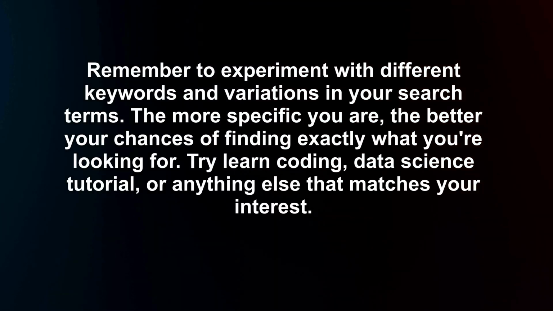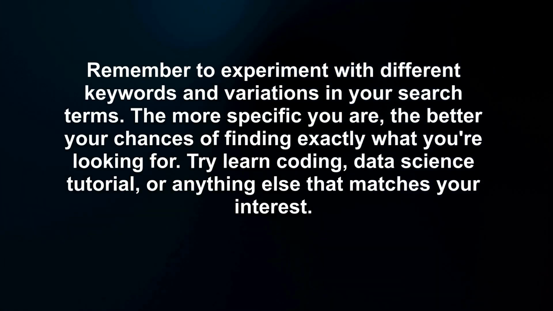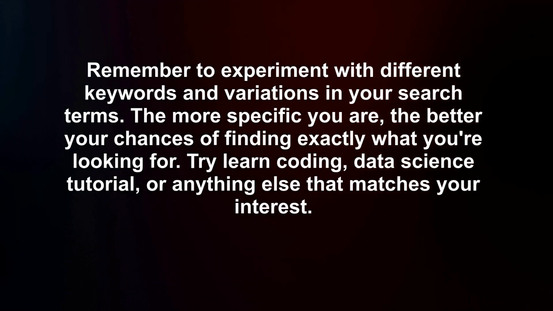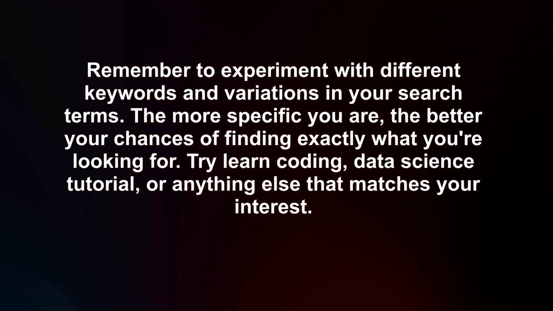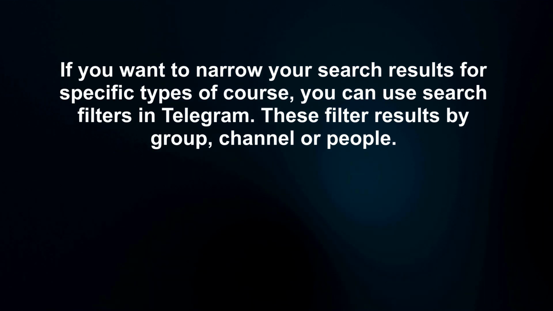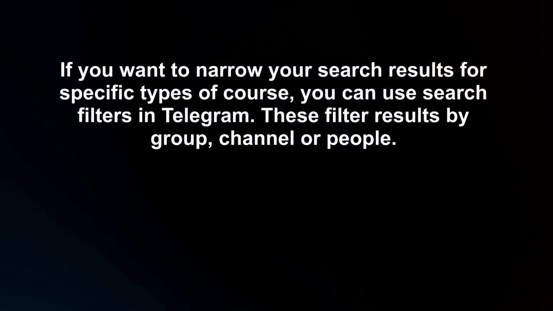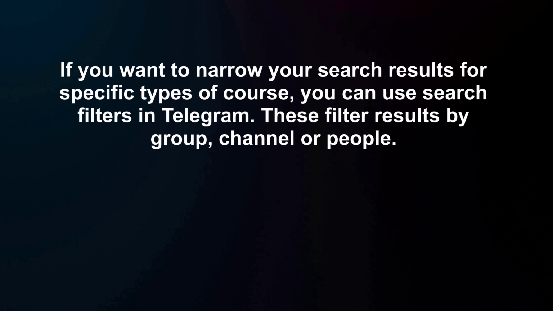Remember to experiment with different keywords and variations in your search terms. The more specific you are, the better your chances of finding exactly what you're looking for. Try learn coding, data science tutorial, or anything else that matches your interest. If you want to narrow your search results for specific types of course, you can use search filters in Telegram. These filter results by group, channel, or people.